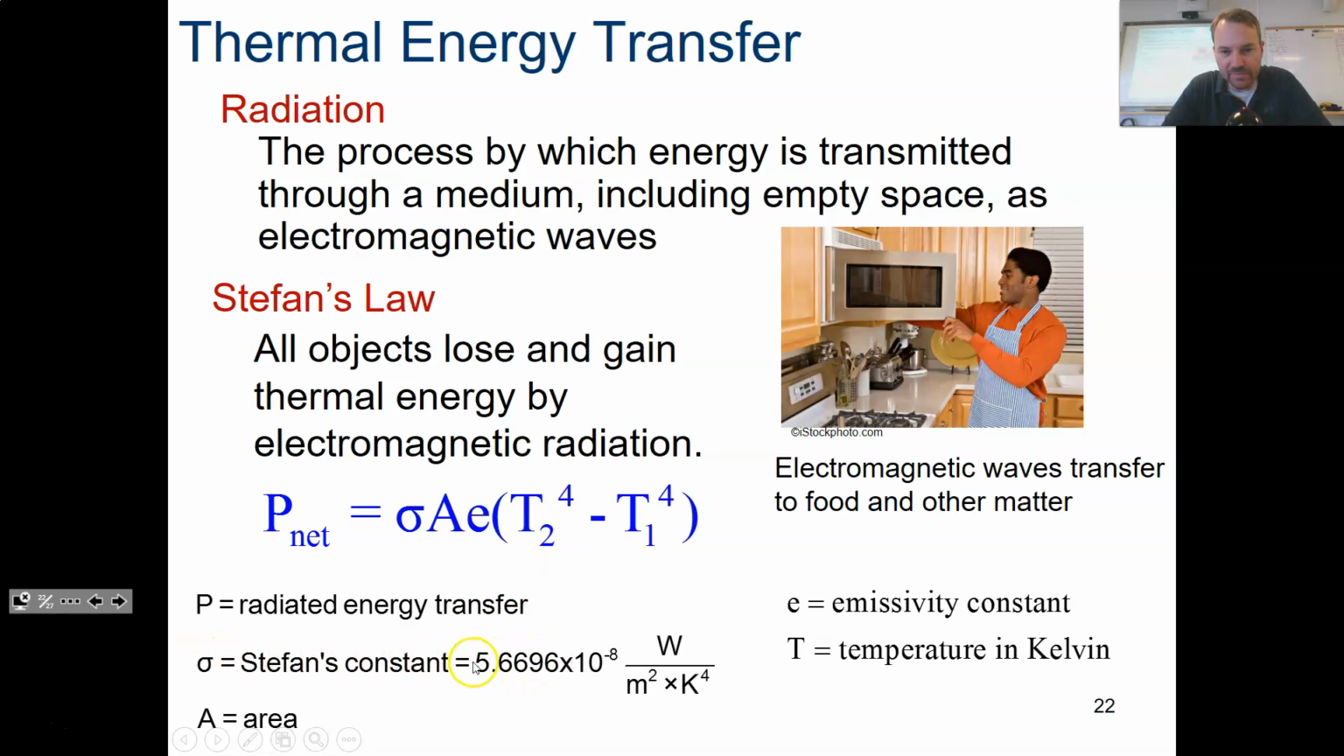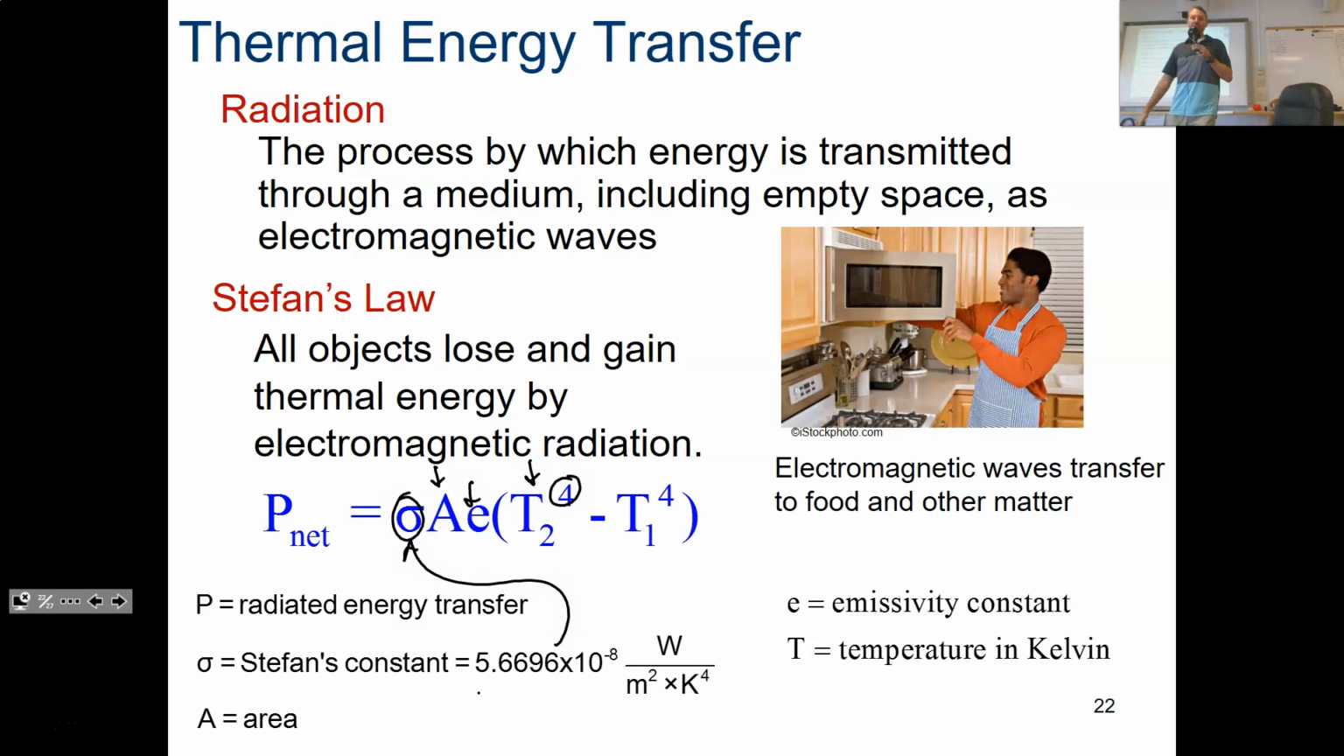It's always going to be this number, 5.6696 times 10 to the negative 8th. Anytime you see this equation, that's what this number is right here. This will change depending upon the material. Some materials will give off their energy faster than others. The A stands for area, and the T is temperature. Now look here, this is temperature to the 4th power.